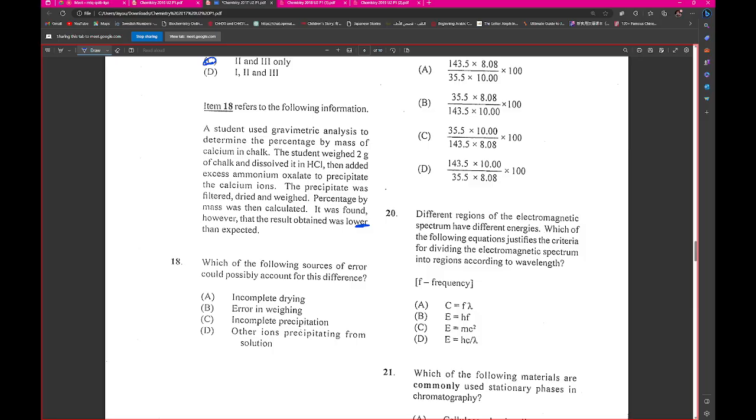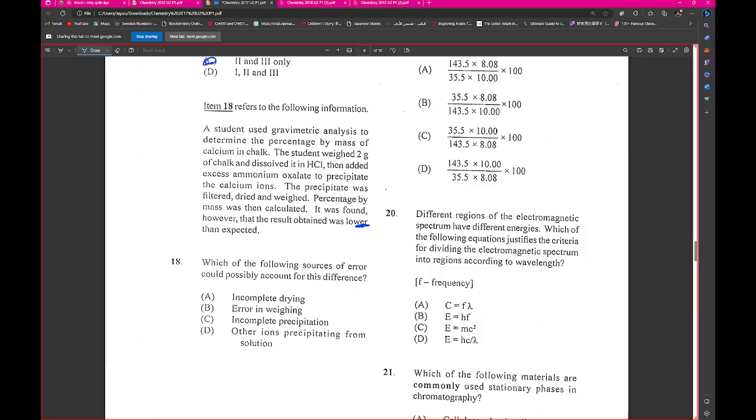Remember how limiting reagents work, right? If it's in excess, then the limiting reagent will not exist. There would be nothing limiting the production of the precipitate, right? So there will be enough ammonium oxalate for every single molecule to react to create the precipitate. So I think if it's in excess, it kind of rules out incomplete precipitation being it.